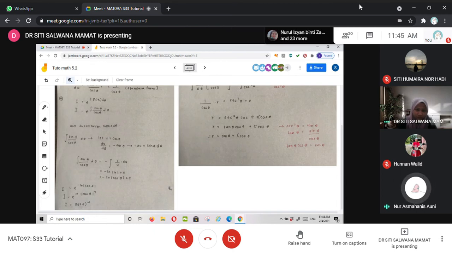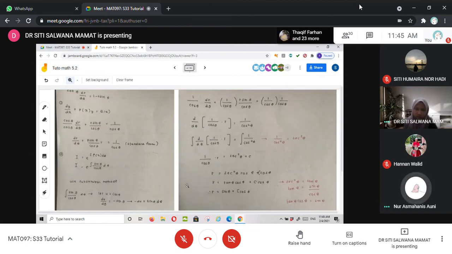So final answer untuk integrate ni negative ln cos theta plus C. And then insert balik dalam formula integrating factor, so dapat cos theta power of negative 1 ataupun 1 over cos theta. And then kita darabkan dengan semua terms dalam standard form ni. So 1 over cos theta times dr over d theta plus 1 over cos theta times r sin theta over cos theta equal to 1 over cos theta times 1 over cos theta.